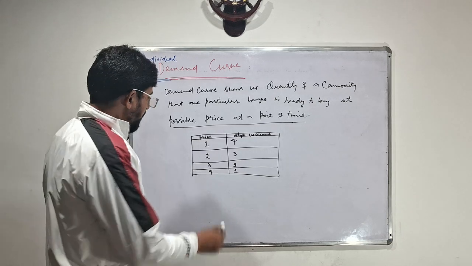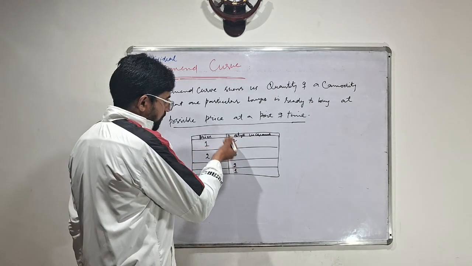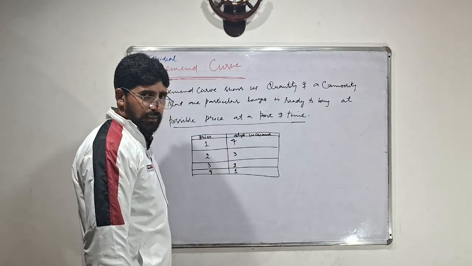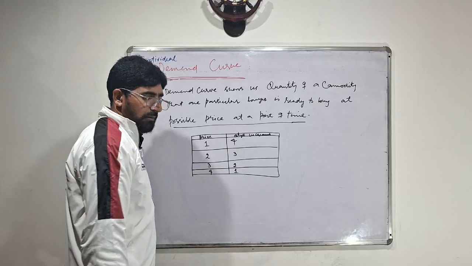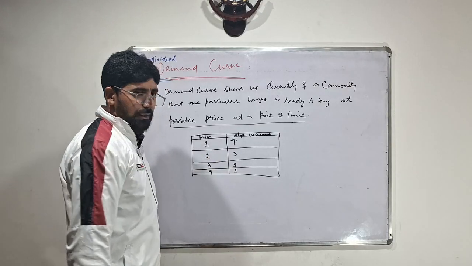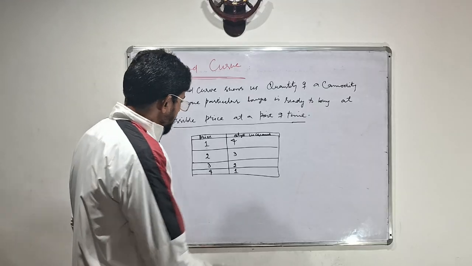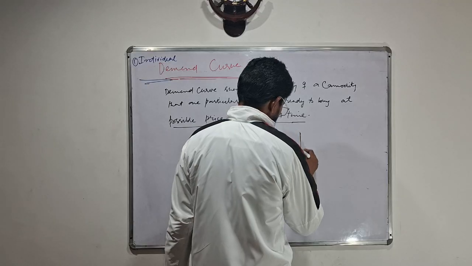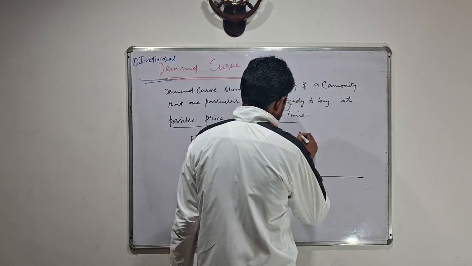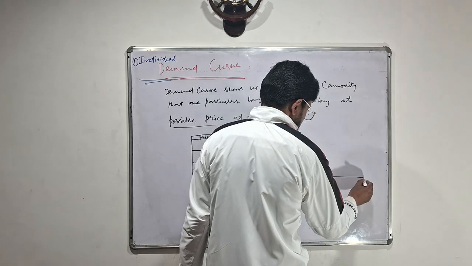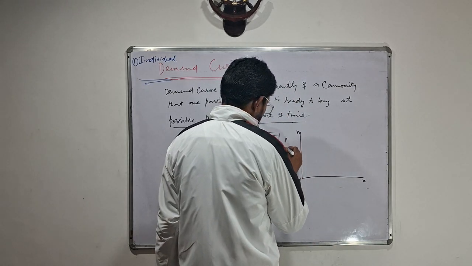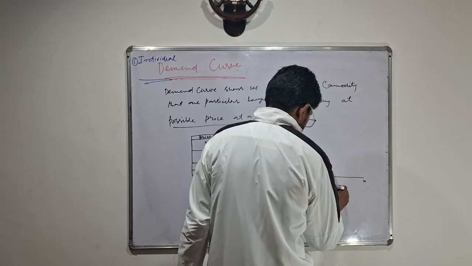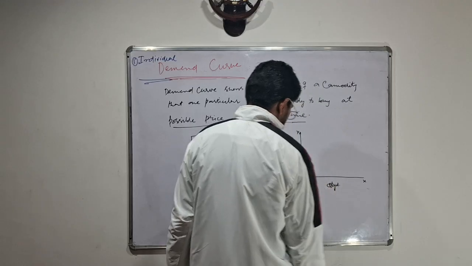For example, at price 1, the consumer is ready to buy 4 units of ice cream. Similarly, at price 2, the consumer is ready to buy 3 units of ice cream. Meaning, how much quantity of a commodity a consumer is ready to buy at a point of time. This is the quantity. Now, on the basis of this schedule, I will draw the individual demand curve. So the y-axis is price, the x-axis is quantity demand, in simple short form.